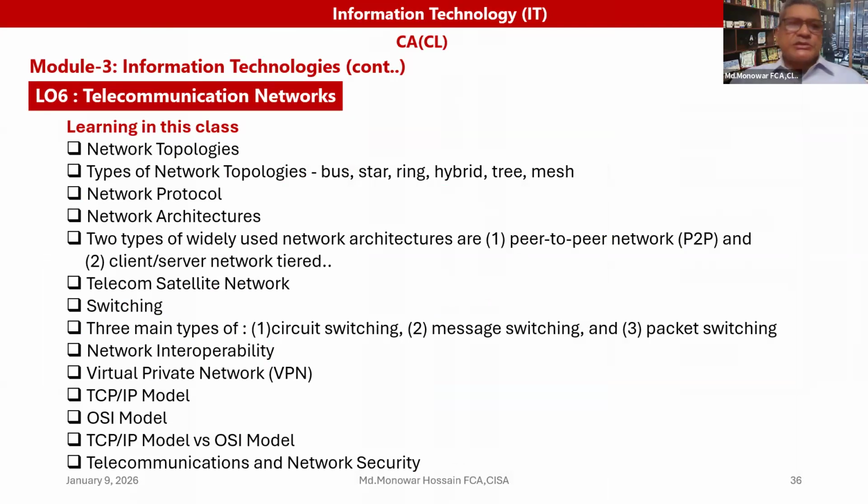from LO6 telecommunication network topologies, types of network topologies, bus, star, ring, hybrid, tree, mesh topology, etc. Network protocol, network architecture, and peer-to-peer network, P2P, client-server network, telecommunication or telecom satellite network, switching, and the types of switching, network interoperability, VPN, virtual private network, TCP/IP model, OSI model, and what is the difference between TCP/IP model and OSI model, telecommunication and network security, etc. From these topics, LO6, telecommunication network.